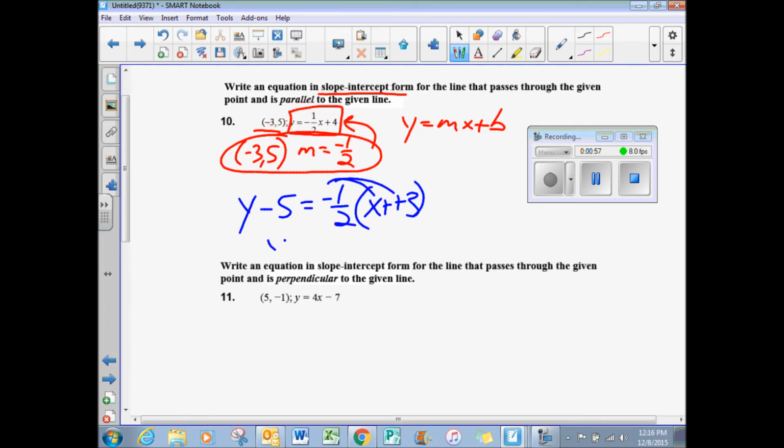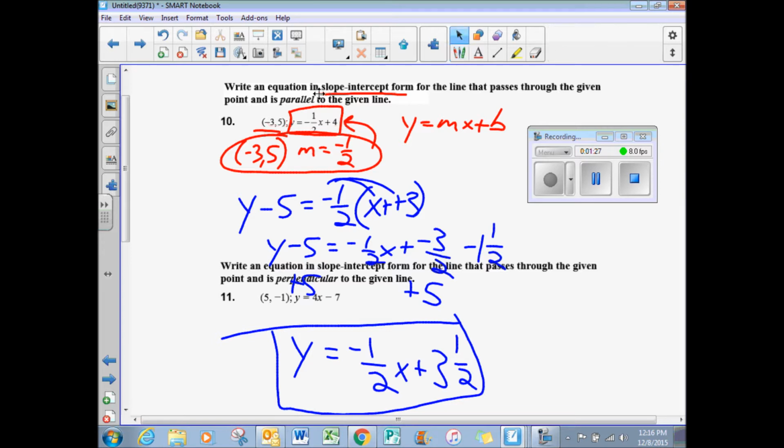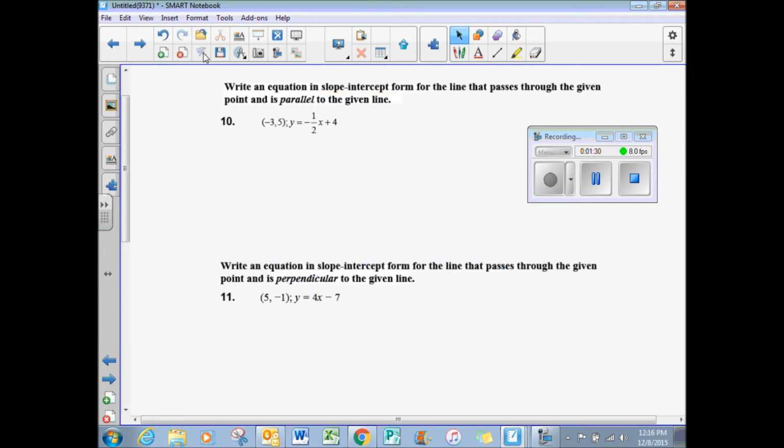So I can distribute: y minus 5 equals negative 1/2 x plus a negative 3/2. And then I add 5 to both sides. And I get y equals negative 1/2 x, and this is negative 1.5 plus 5, which is 3.5. Is that in slope-intercept form? Yeah. Done. Pretty cool, huh? Now you could find b and do it that way as well.